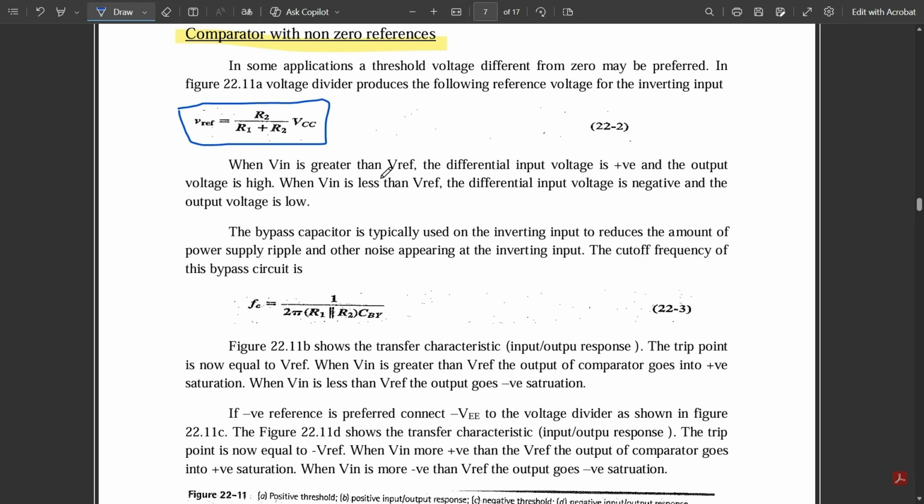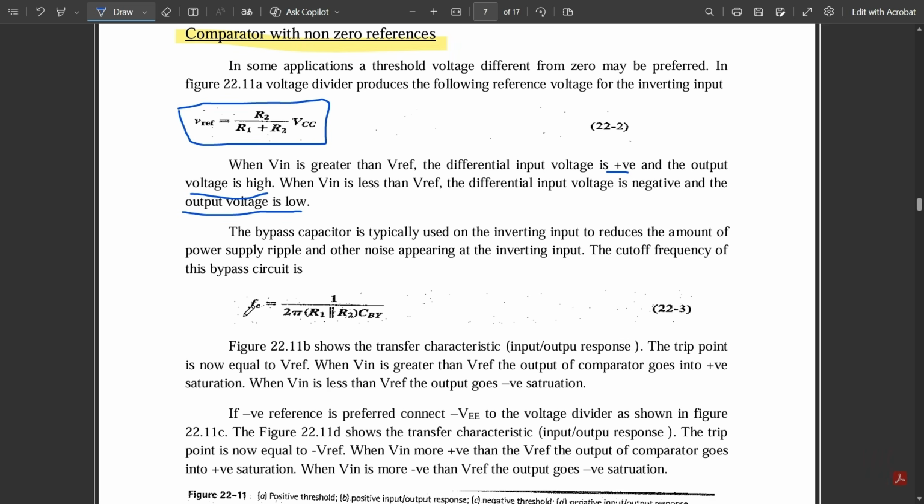When Vin is greater than Vref, the differential input voltage is positive and output voltage is high. Okay, this is only when input voltage is greater than the reference voltage. But when input voltage is less than reference voltage, the differential input voltage is negative and the output voltage produced is low, okay. So these two conditions between V in and V reference are very important, okay. When it is greater, output voltage is high. When it is lesser, output voltage is low.